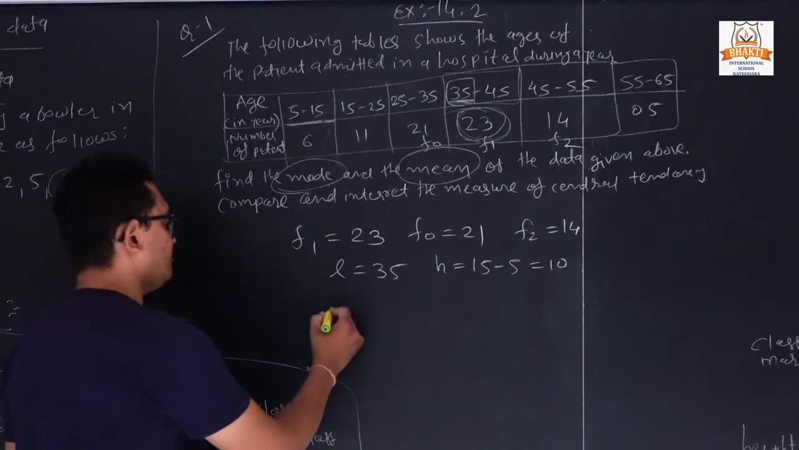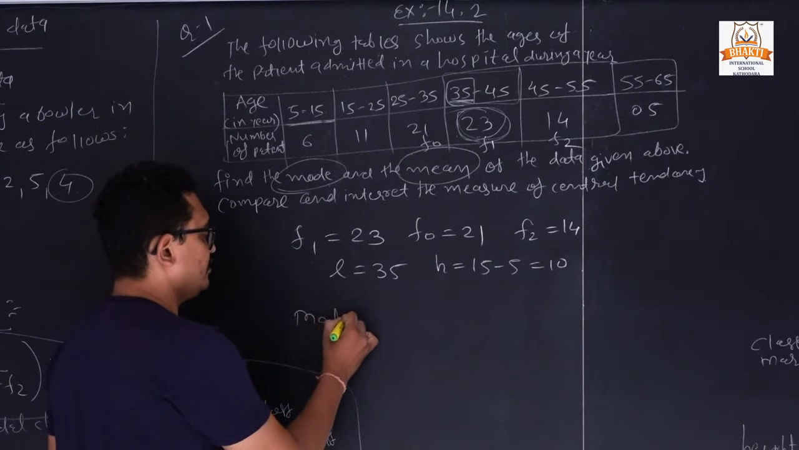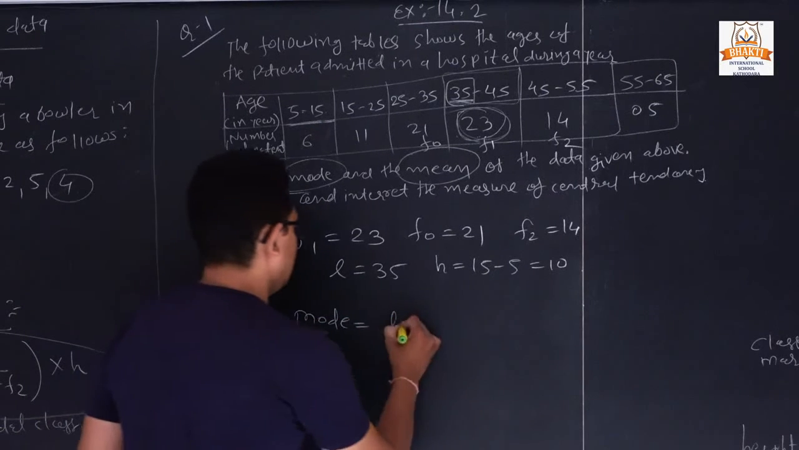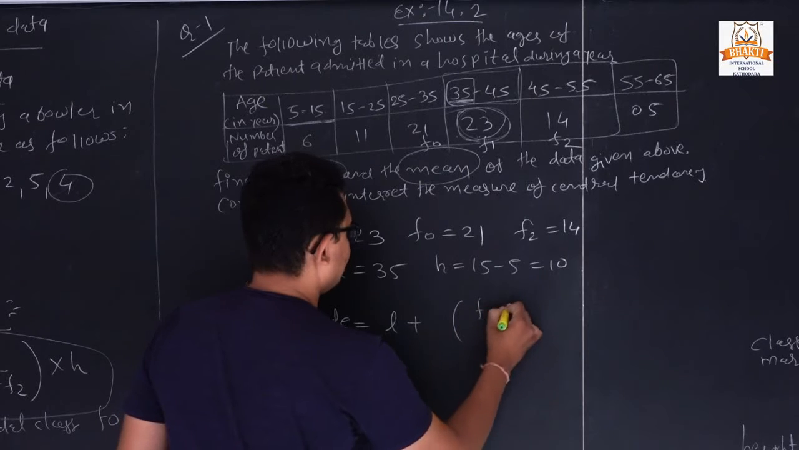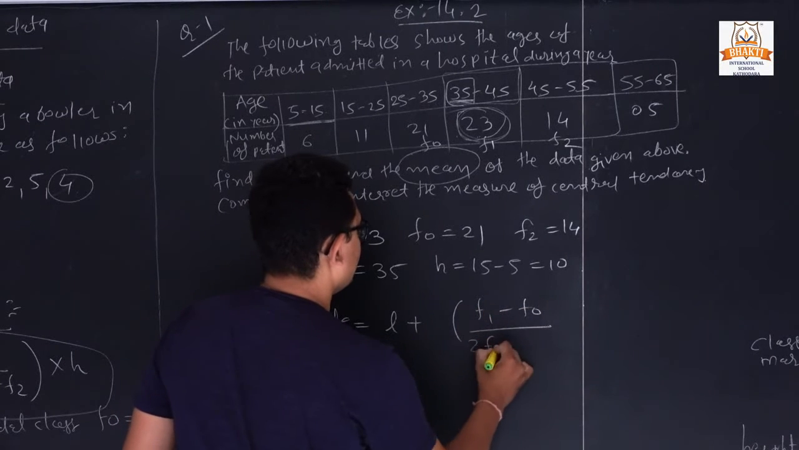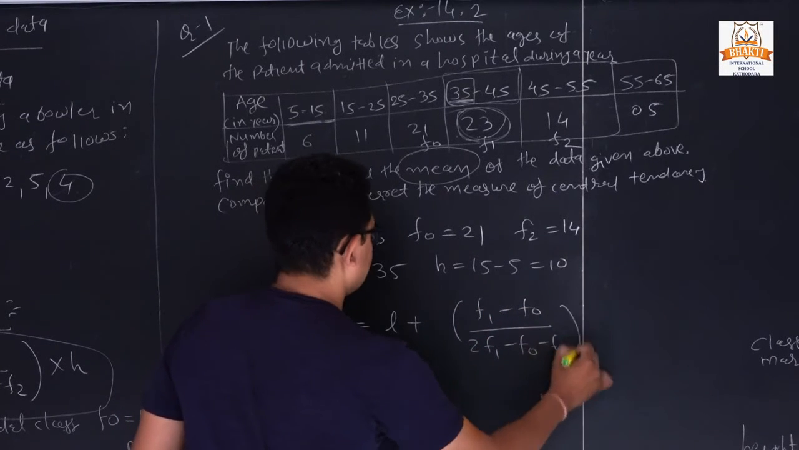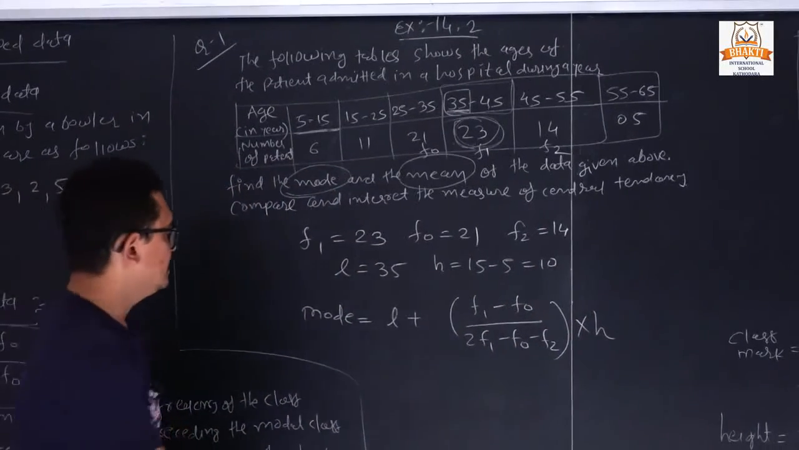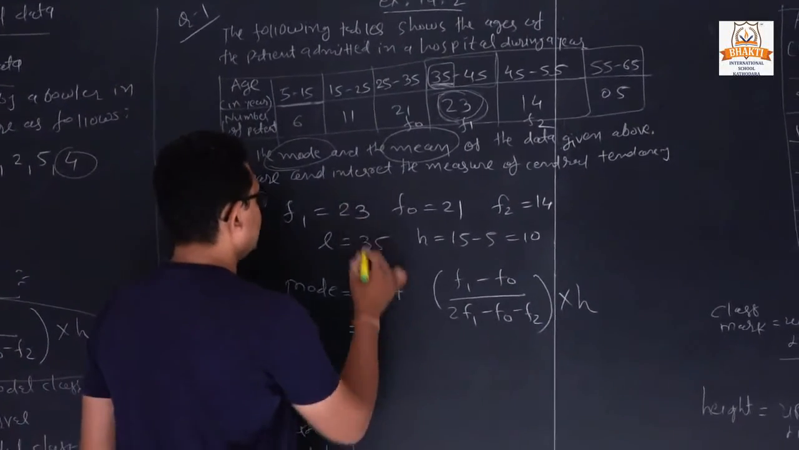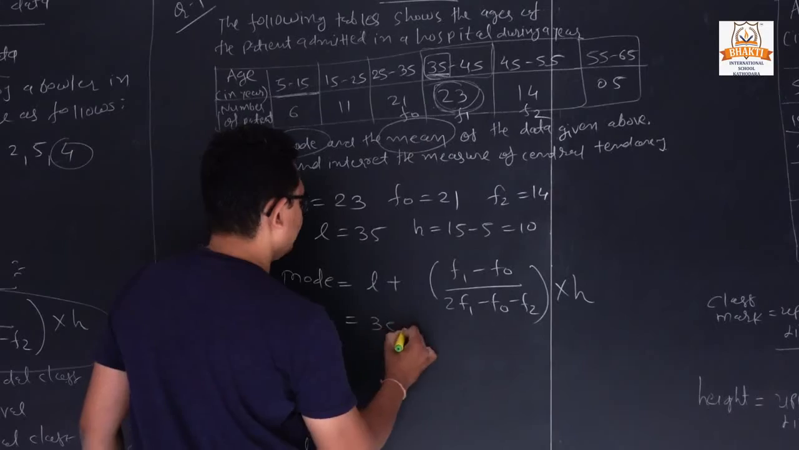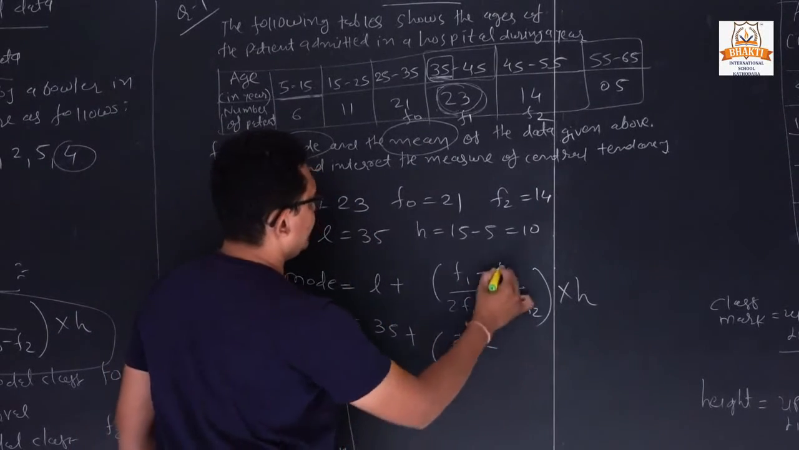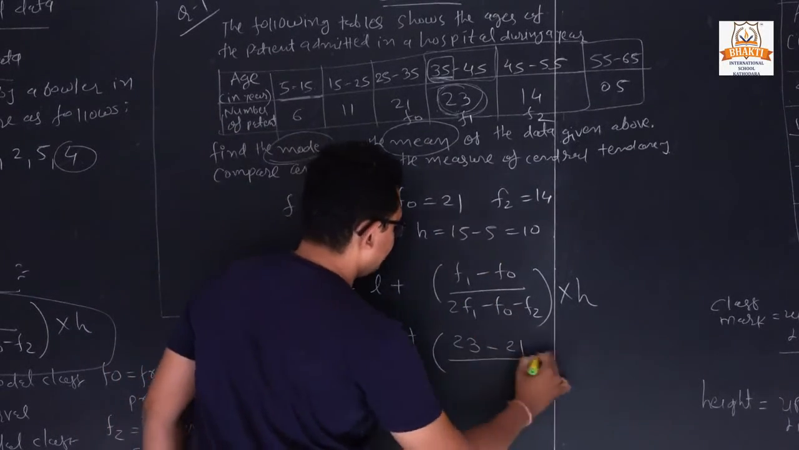Now we are using our formula. What is our formula? Mode is equal to L plus, in bracket, F1 minus F0 upon 2F1 minus F0 minus F2, into H. It is our formula. Now what is the value of L? It is 35. Now F1 it is 23, F0 it is 21.